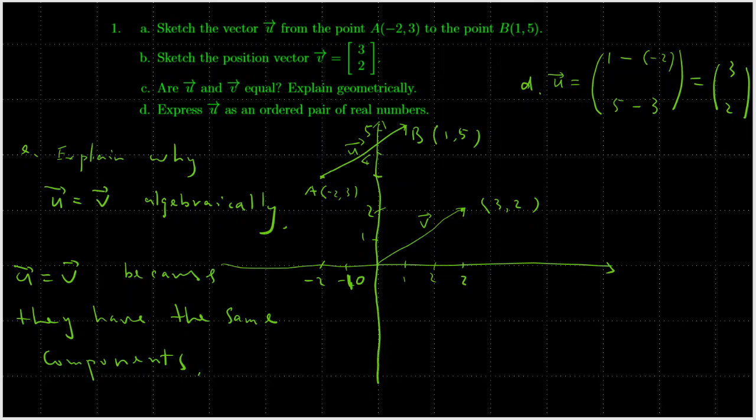I hope using a question like that you have a little better understanding of how to represent a vector using components, and how to see two vectors are equal, both algebraically and geometrically.